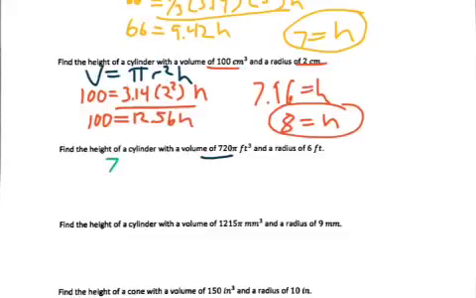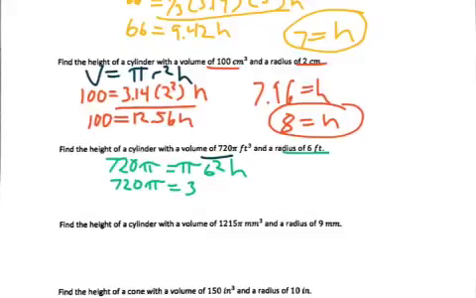So my volume is 720 pi equals, just leave pi as itself, as a symbol. It'll disappear in a couple minutes, times the radius, which is 6 squared, times my height. So when you multiply the right side, you get 36 pi h. Okay, because 6 squared, or 6 times 6, is 36.